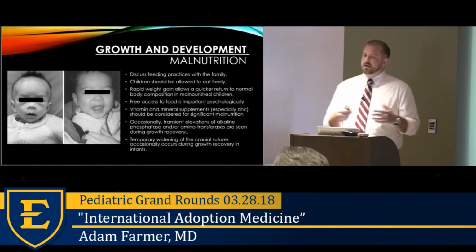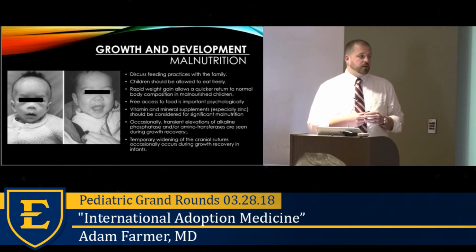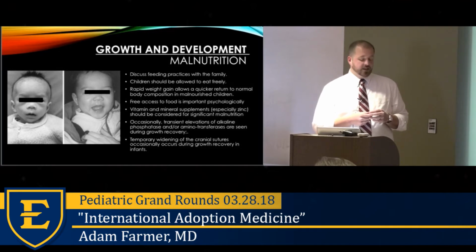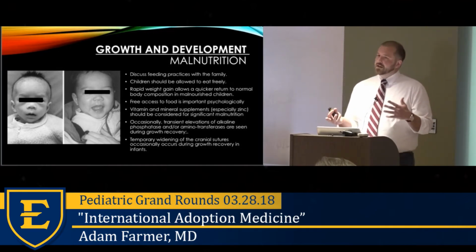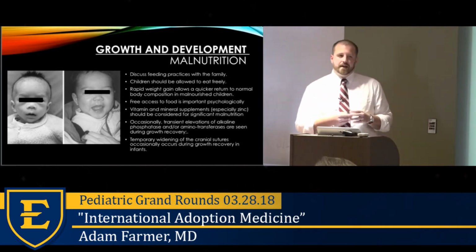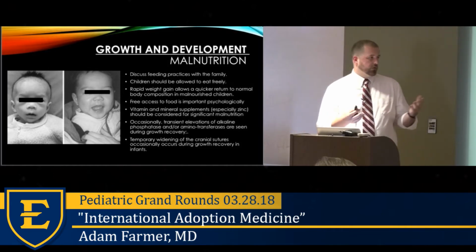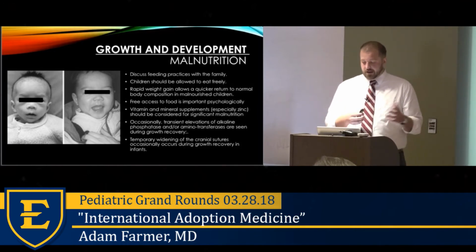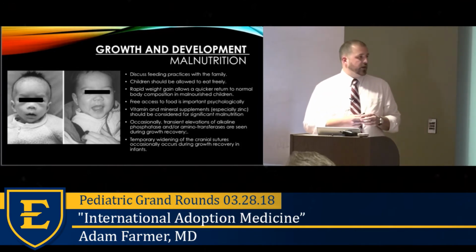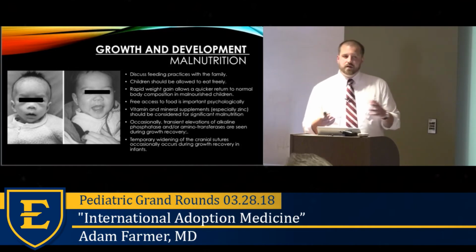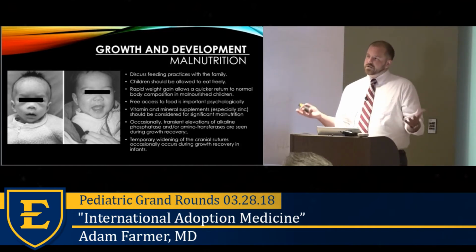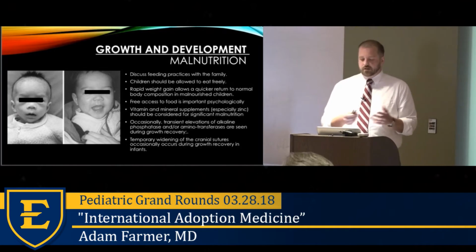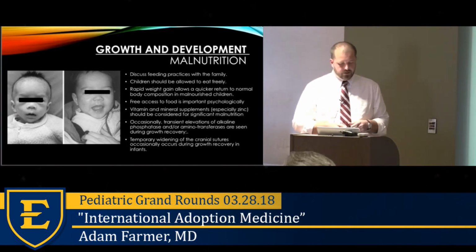Kids who are voracious or ravenous eaters, which can also oftentimes be seen, should be allowed to eat freely, at least when they first come over to the United States. That can be very important psychologically for these kids who may not have had access to enough or free food prior to the adoption. You can expect to see rapid weight gain and a quick return to normal. You may also see some laboratory or physical exam findings. All of these should be transient. If they are not, then there might be something else going on.